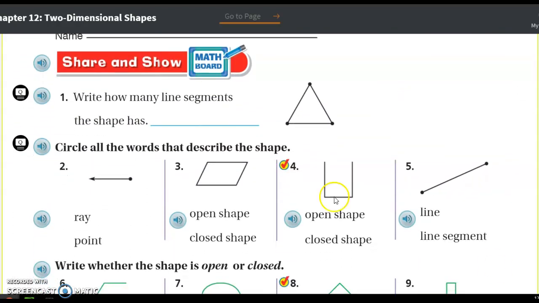All right, I'm going to go over 1, 2, 3, 4. And when you guys are going to go and press pause and go ahead and work it for a little bit. So number 1, it says how many line segments the shape has. And number 2, it says circle all the words that describe the shape. So press pause and answer 1, 2, 3, 4, and 5.